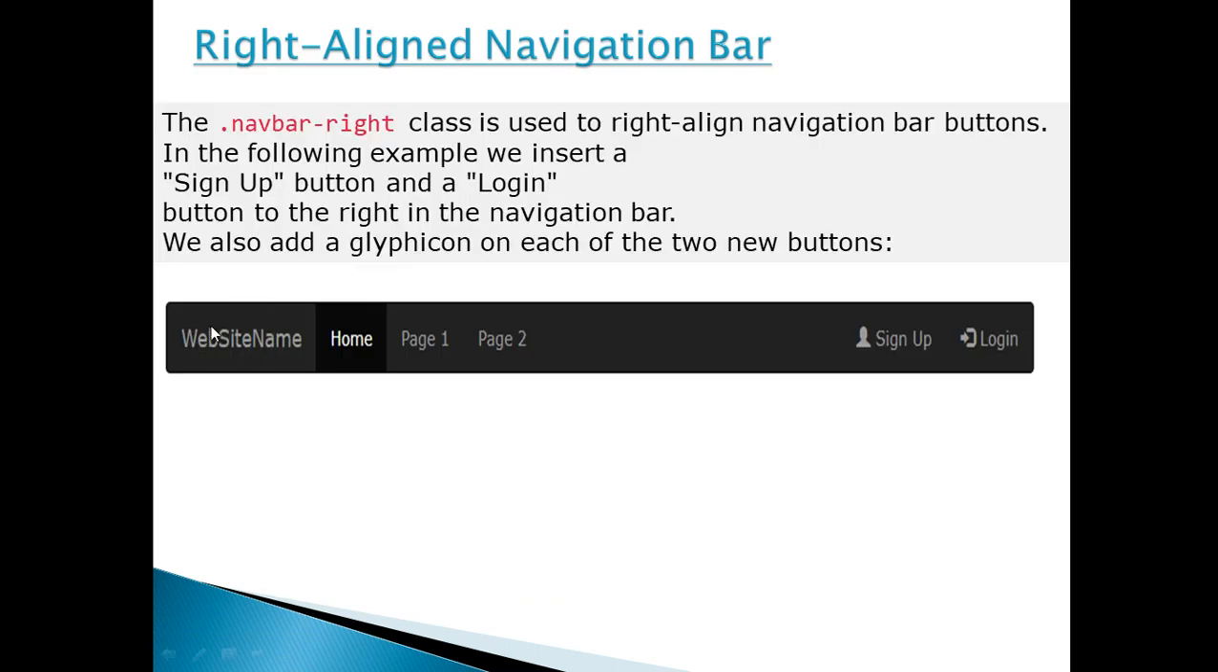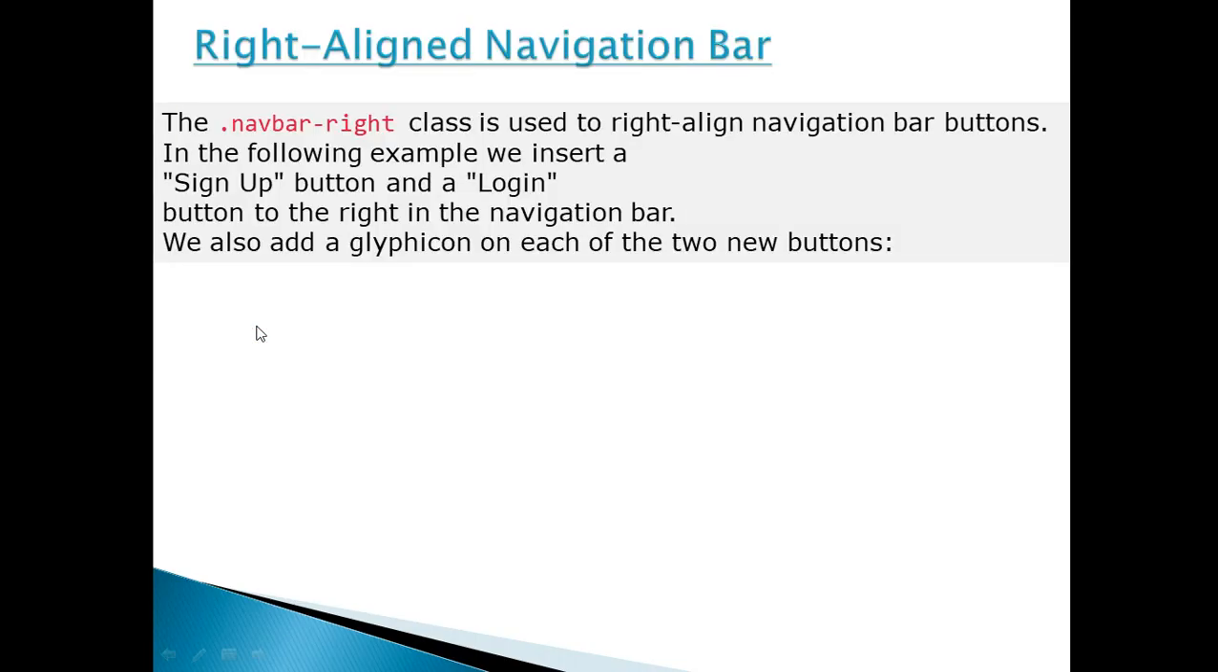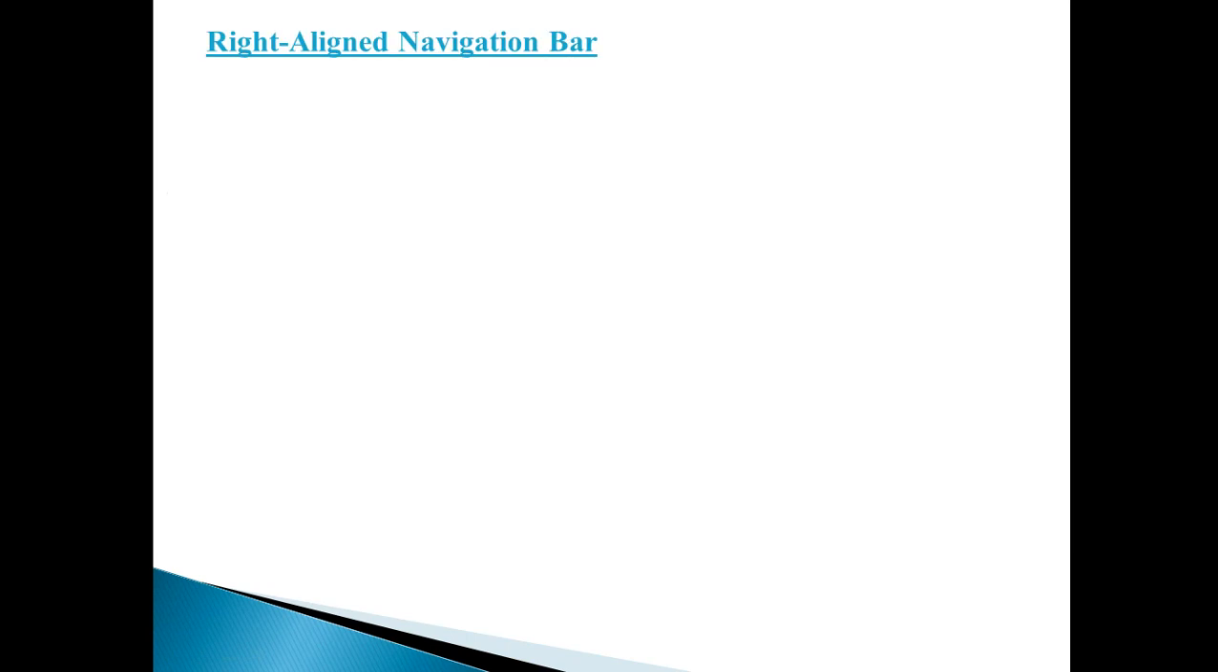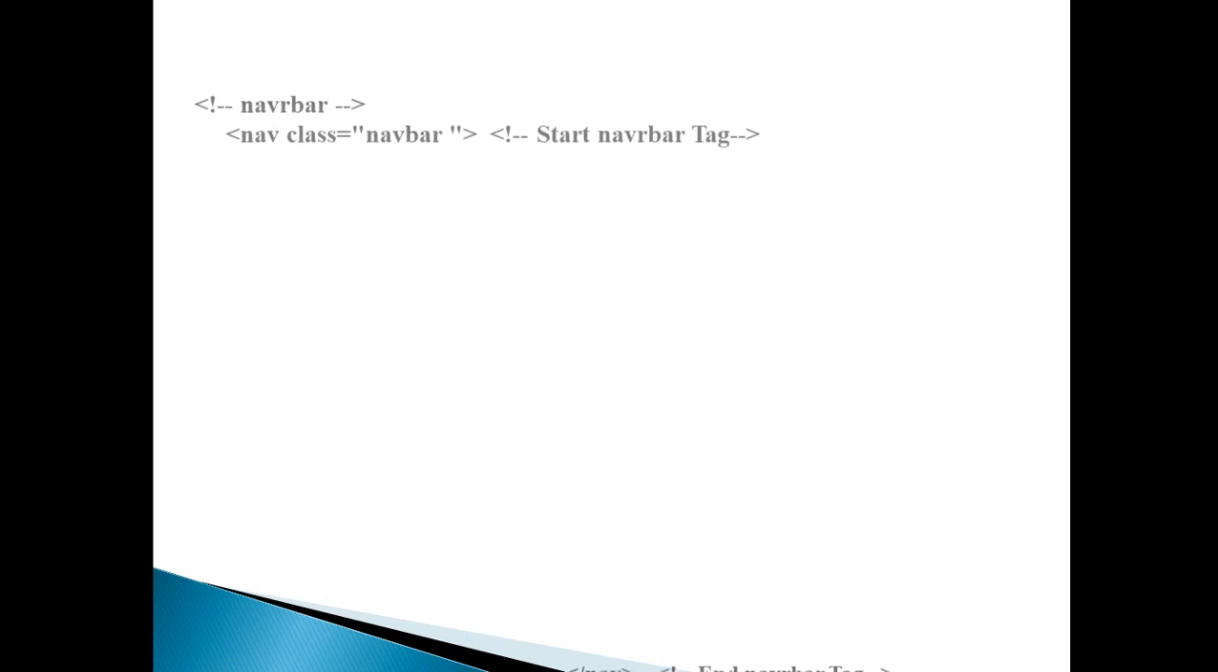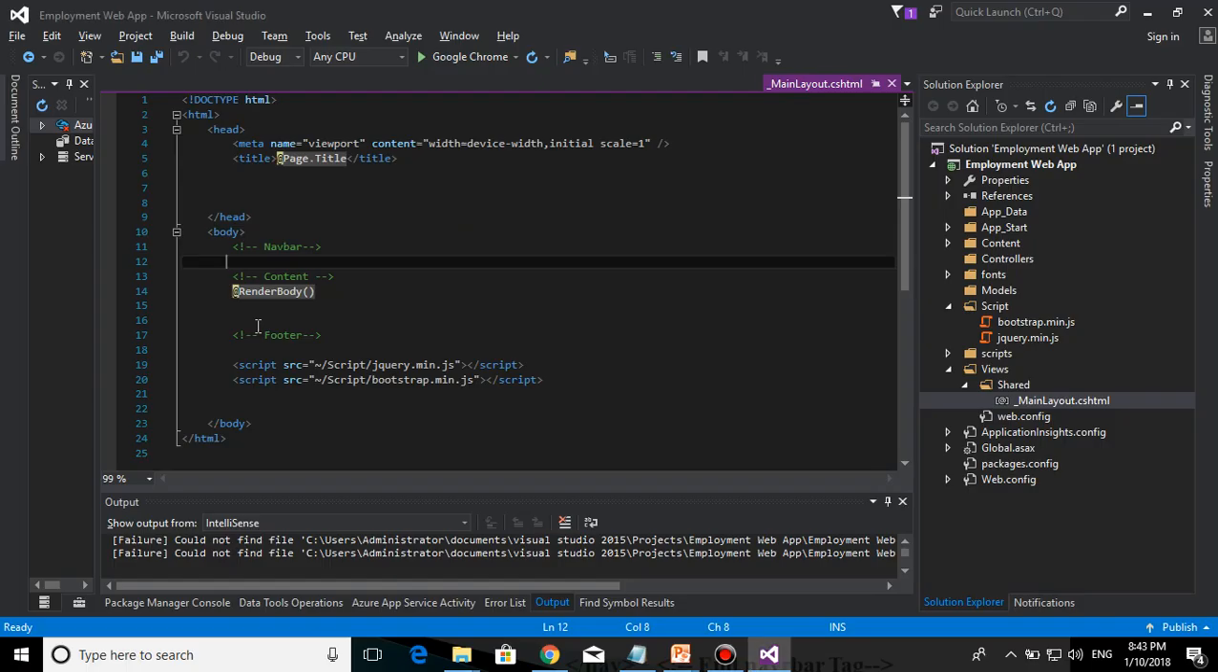Website, this is called the brand name in Bootstrap, and here this is the right aligned. We use navbar-right, and this is, as I said, the navbar brand. So let's go back, then let's start our code.